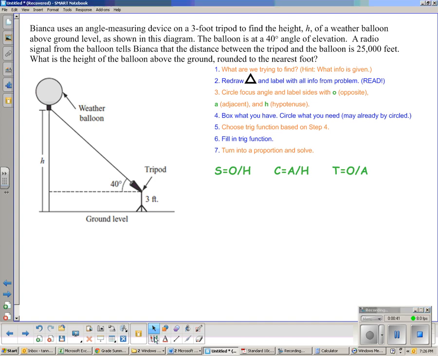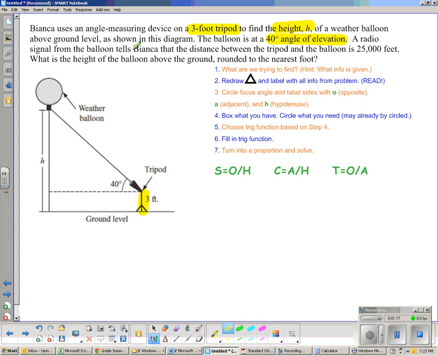So again, we're going to begin by highlighting the important information in the problem. First of all, Bianca uses an angle, I see a number here, 3-foot tripod. So that indicates that this tripod is 3 feet tall. To find the height, h represents the height. That's important to note. Of a weathering balloon above the ground. On the diagram, I need to make sure I understand where everything is and what everything is. This is the weathering balloon up here. Next, the balloon is at a 40-degree angle of elevation. Here we have our 40-degree angle of elevation.